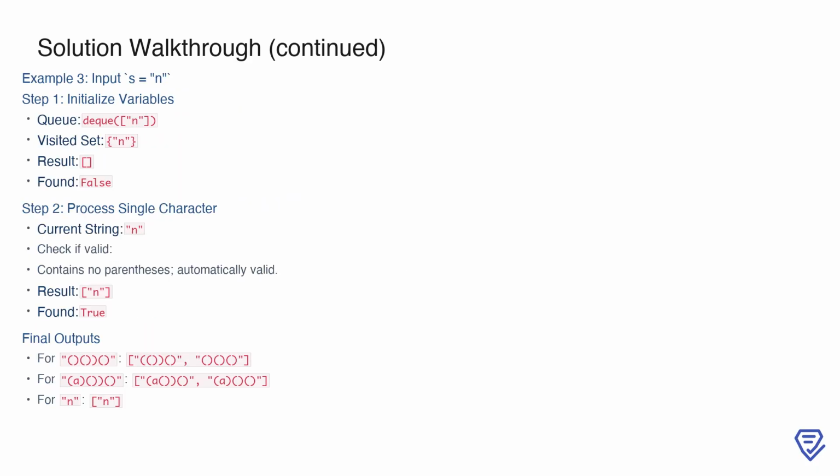In the final example, the input string is N, which contains no parentheses. After initializing the queue and visited set, we dequeue the string N and verify its validity.